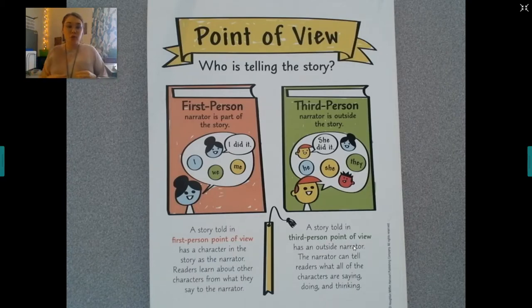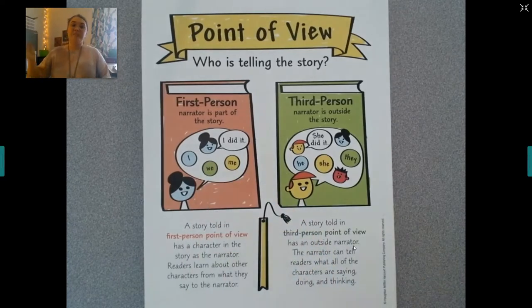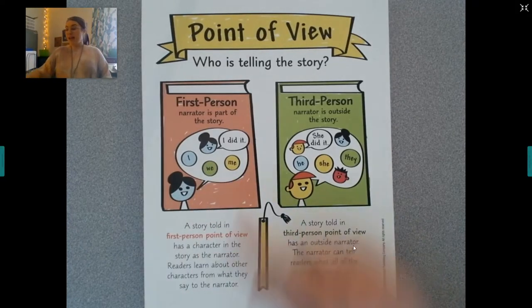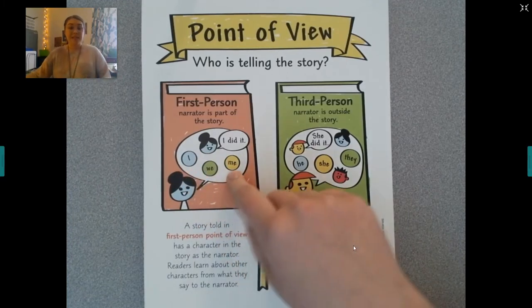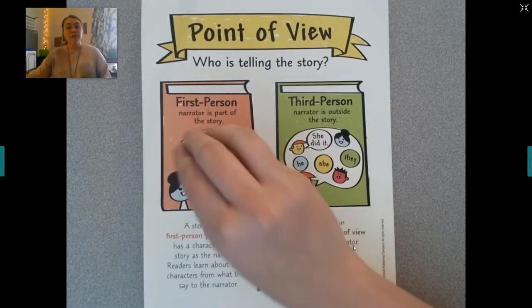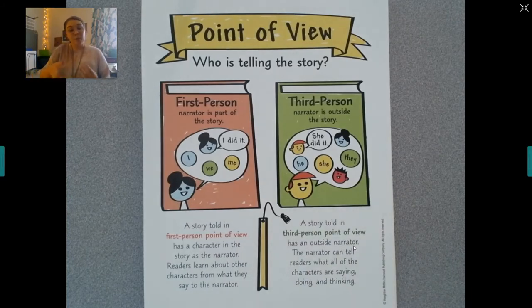So you have two choices that we start off with in fourth grade, and that is first person and third person. If it is a first person point of view, that is when the narrator is part of the story. You'll see words like I, we, and me because the narrator is part of the story. It has a character in the story as the narrator. Readers learn about other characters from what they say to the narrator. Remember, the narrator is the one telling the story.